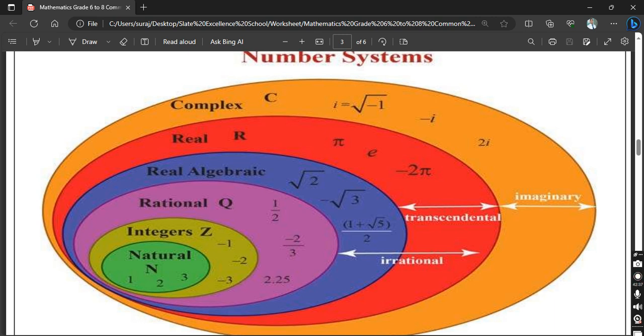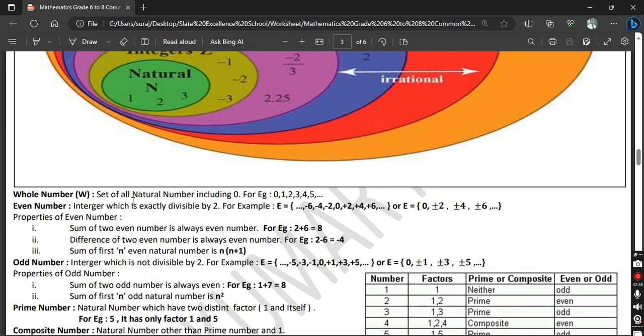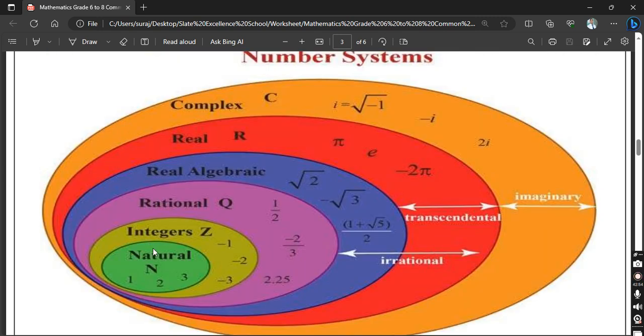After natural number, it comes as a whole number. Actually in this figure it is not mentioned, but the correct answer is after natural number, whole number is there. Whole number, I have written over there, is the set of all natural numbers including 0. Natural number is there, after that 0 is also included, then it will become your whole number. After whole number it comes as an integer. Integers means the value can be positive and negative both.